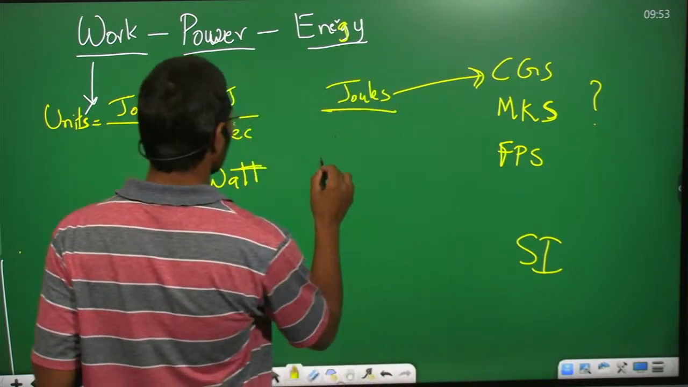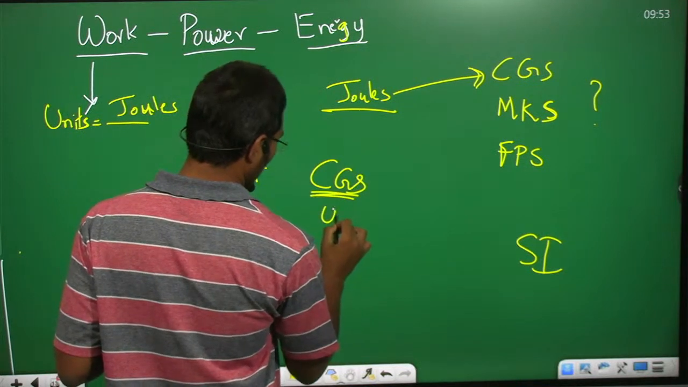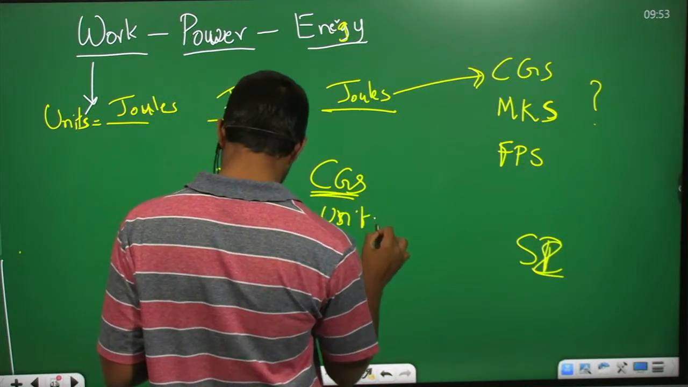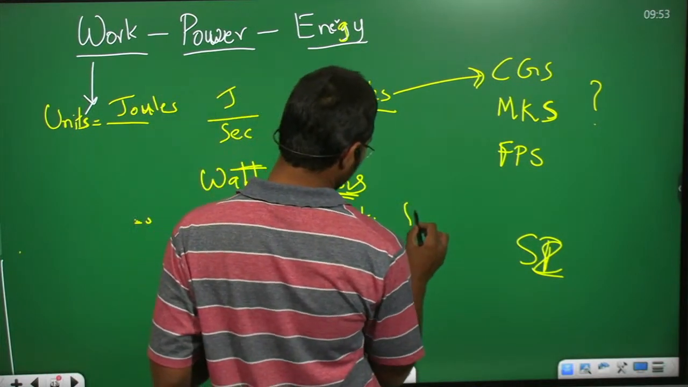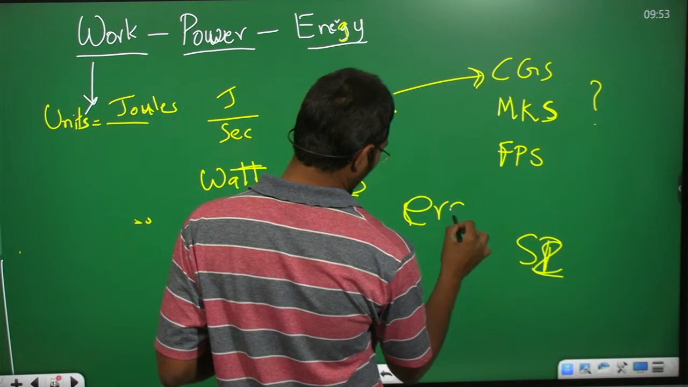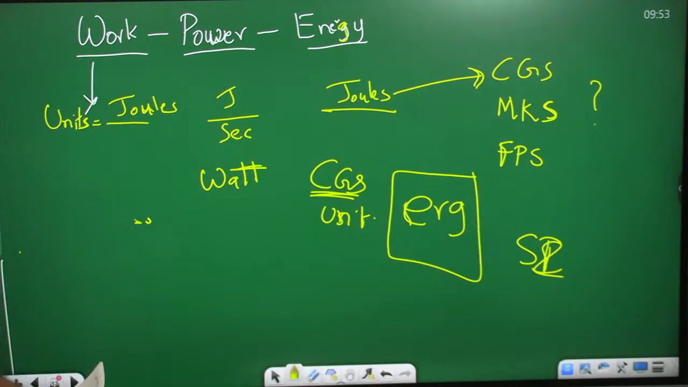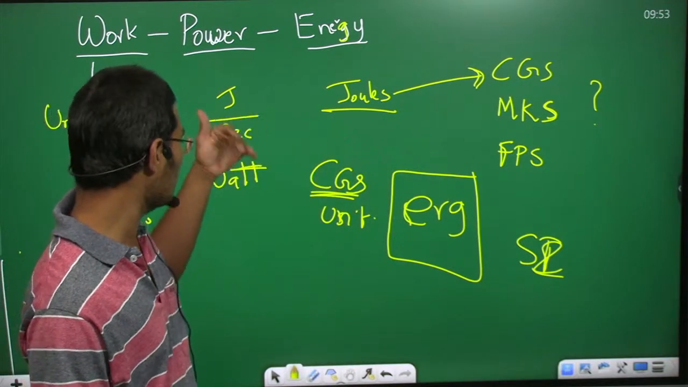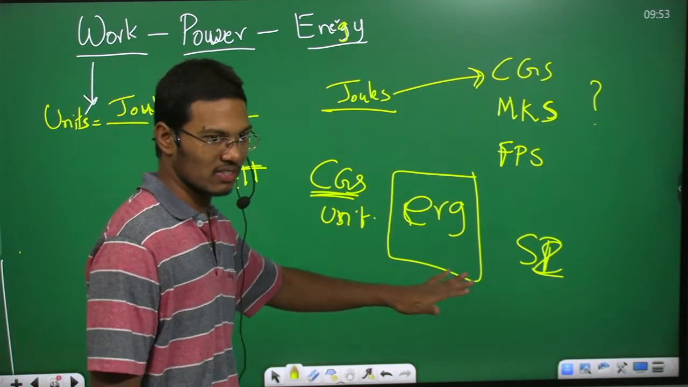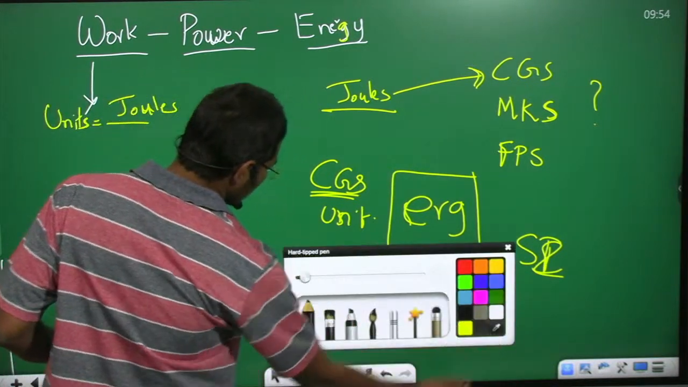So what is the CGS unit of energy? It is erg. See, in a question they just ask to find the energy in terms of ergs. So even if you know the formula and you do not know the conversion, there is no point, right? So you need to know the conversion between joules and ergs. Very important.